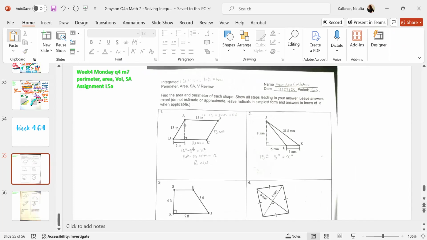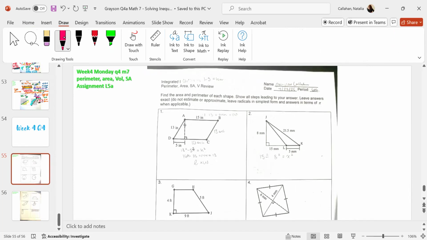Find the area and perimeter of each shape. Show all steps leading to the answer. Leave answers exact. Do not estimate or approximate. Leave radicals in simplest form and answer in terms of pi when... Don't know what that says. Area. So there are different shapes, correct?